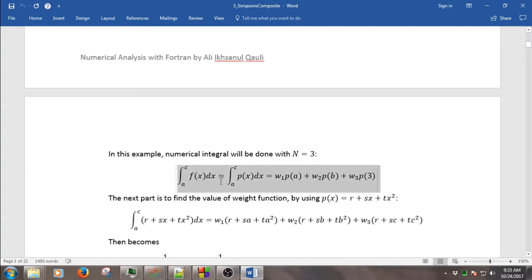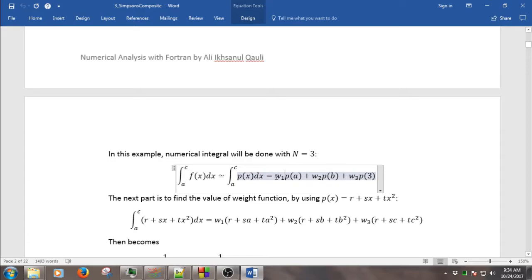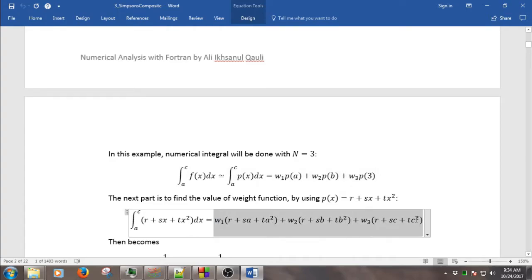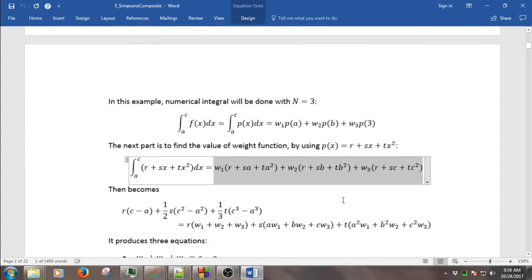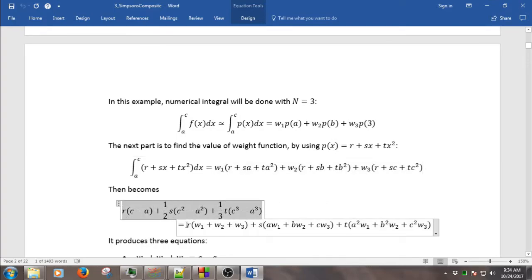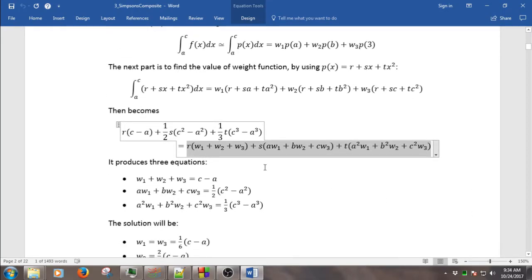This is the approximation. The integral on the left hand side is approximated by three weight functions at 3 points: w1 p(a), w2 p(b), w3 p(c). It means we can use this part of the equation, by substituting the value of the polynomial p itself into the left hand side and comparing to the result in the right hand side with the weight function, and we will have this result, the left hand side and the right hand side, and it produces three equations.